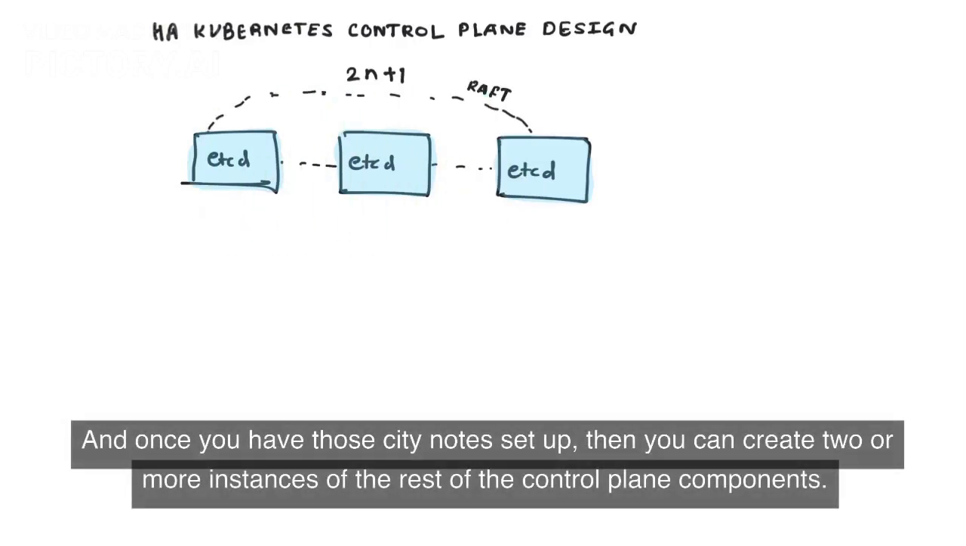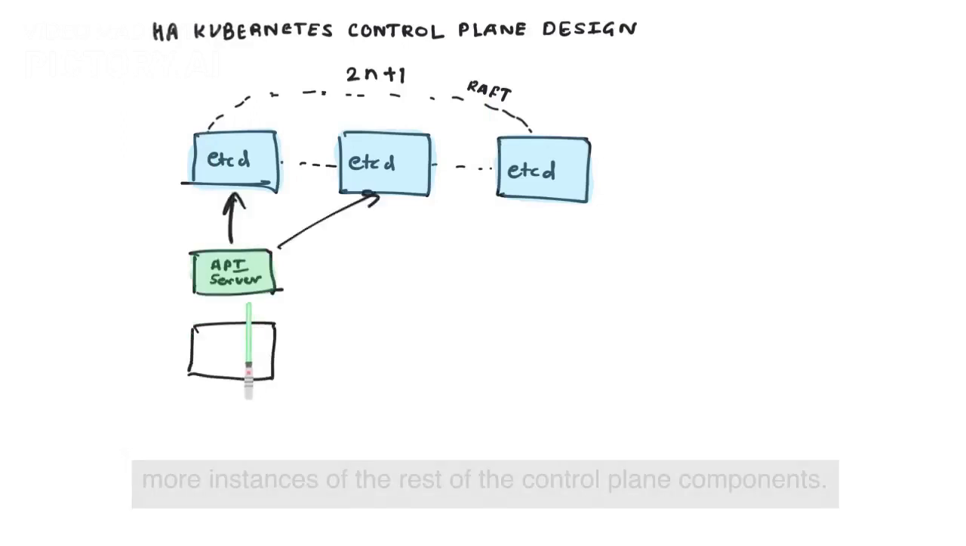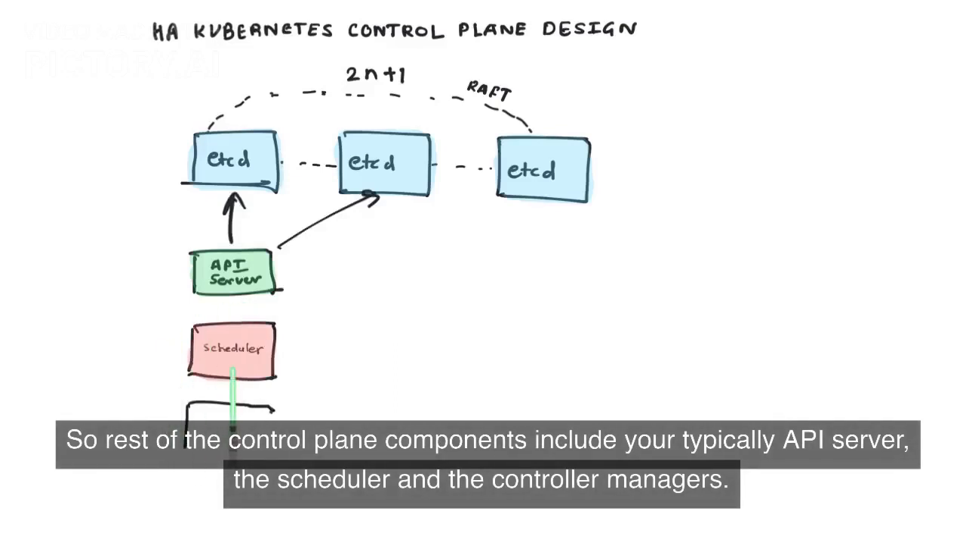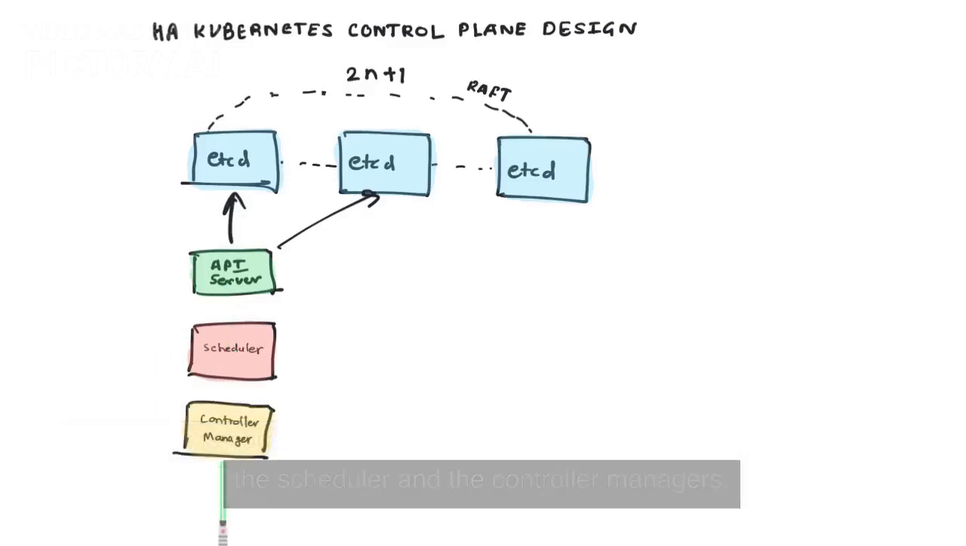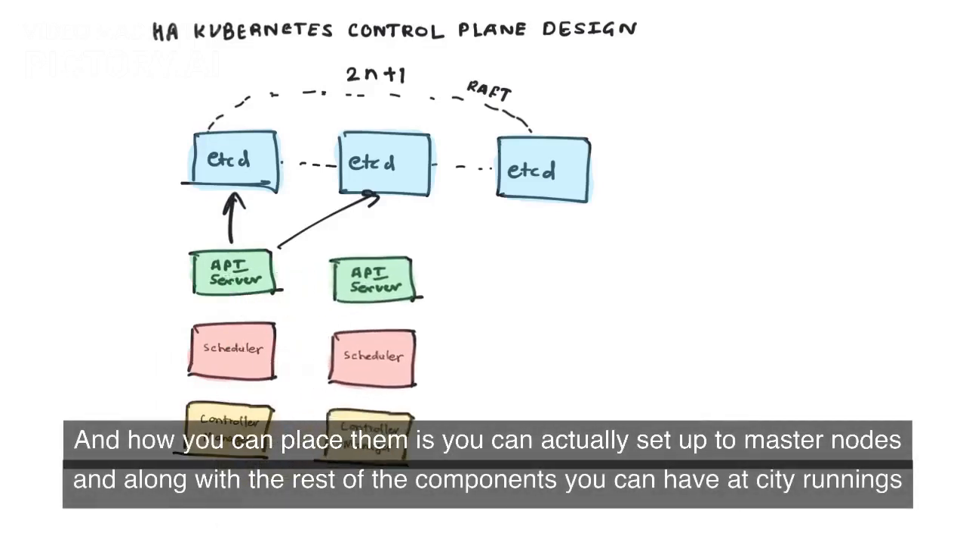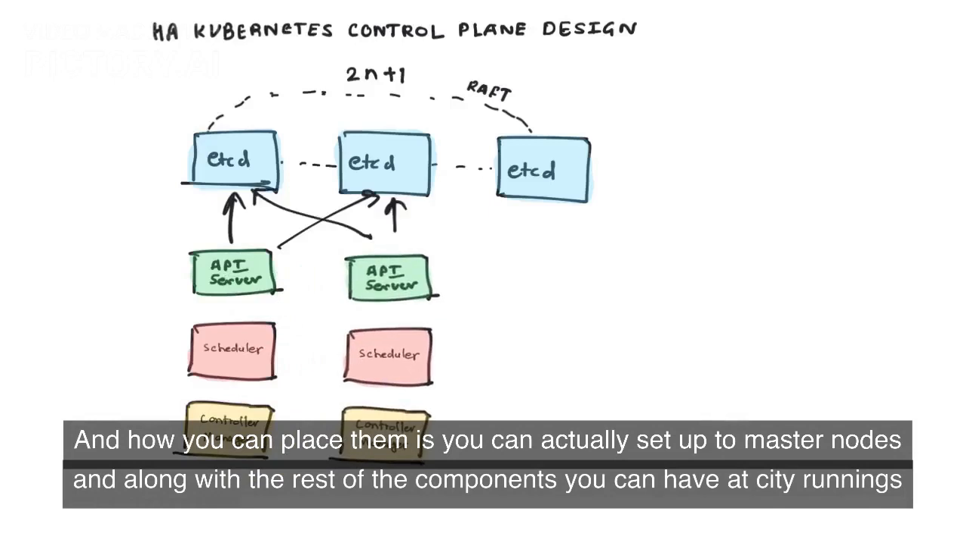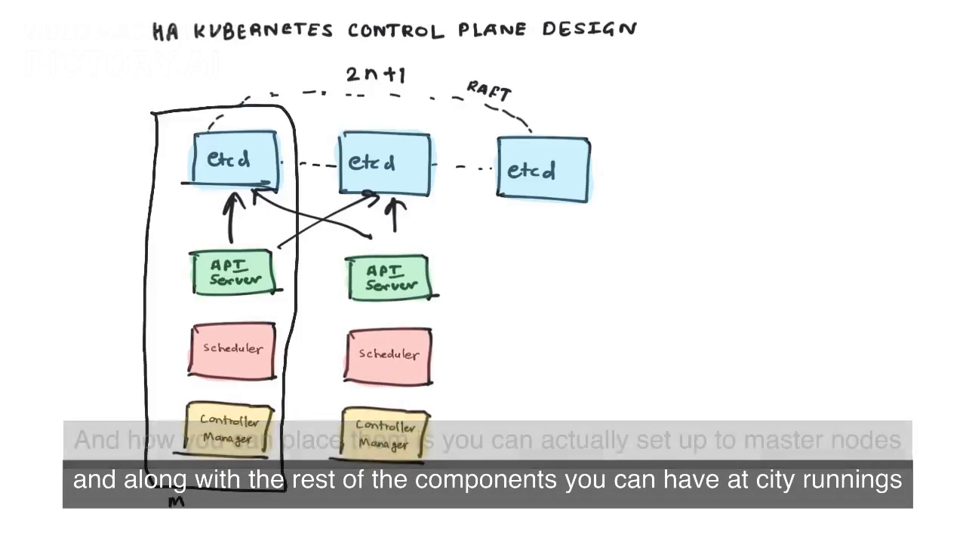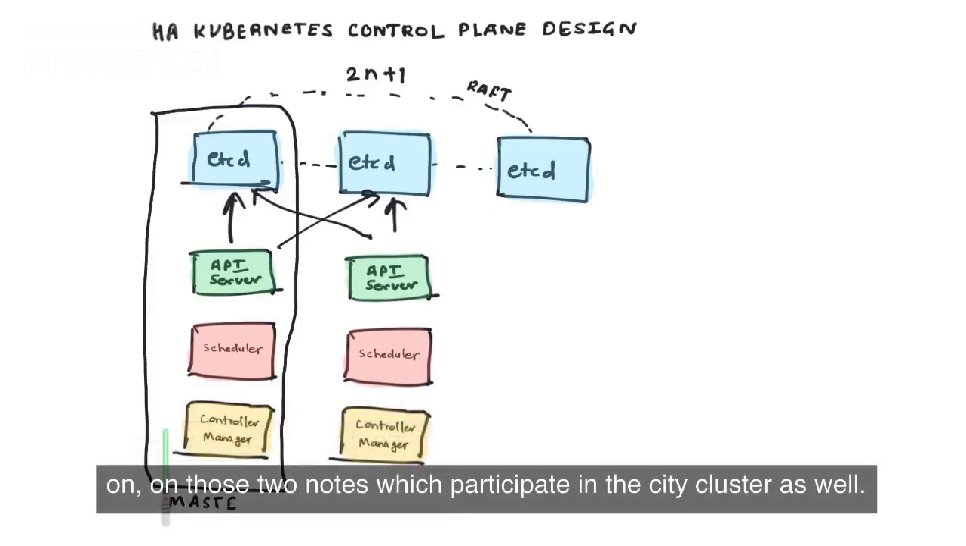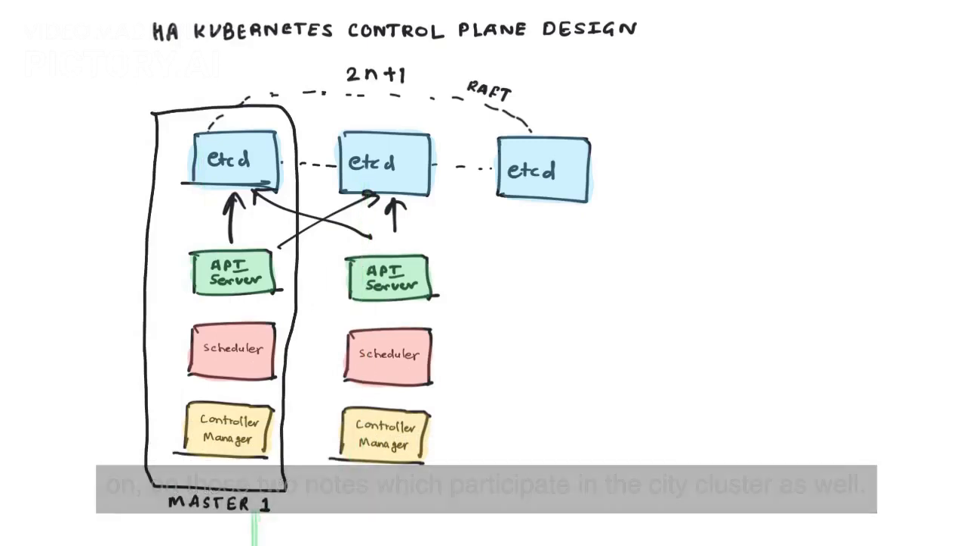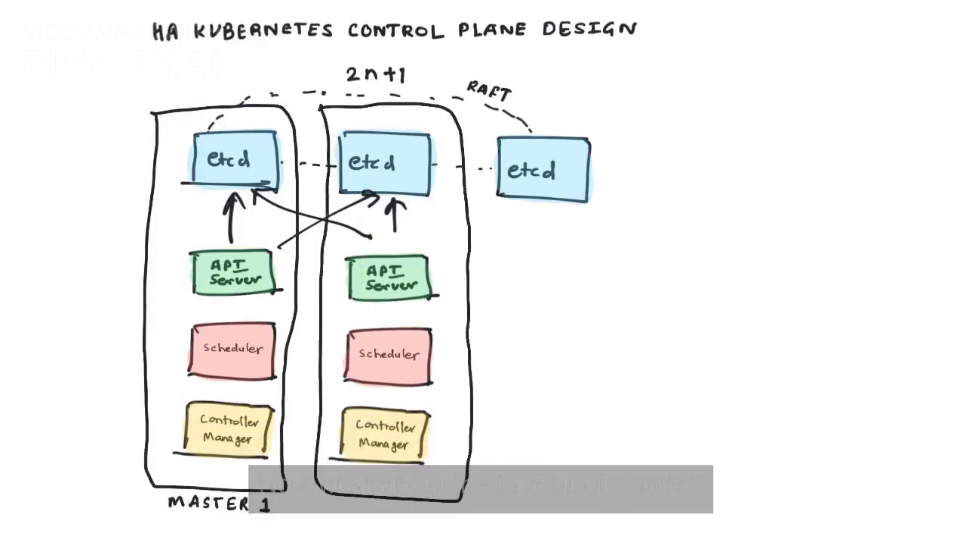And once you have those etcd nodes set up, then you can create 2 or more instances of the rest of the control plane components. The rest of the control plane components typically include your API server, the scheduler, and the controller managers. You can set up 2 master nodes, and along with the rest of the components, you can have etcd running on those 2 nodes, which participate in the etcd cluster as well. Now, what about the third etcd node?